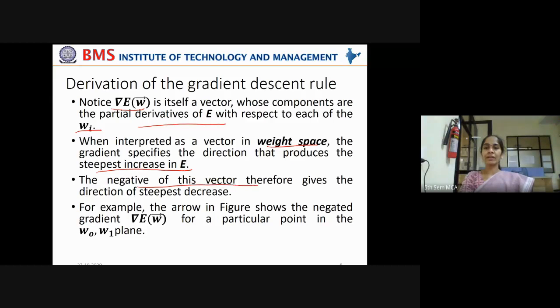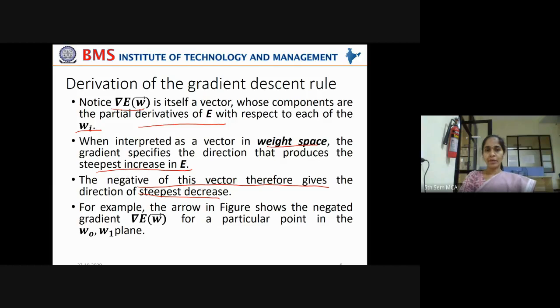Now, the negative of this vector, therefore, gives the direction of steepest decrease. This is what I said. If you want steepest increase, you go in one direction, and if you want steepest decrease, you go in the other direction. Say in mountain climbing, it is steepest increase you want. But when you're descending a mountain, it is steepest decrease you want, right? In that way you can understand the reduction of prediction error also. The model has to work in the direction which will reduce the prediction error. That is its ultimate objective.